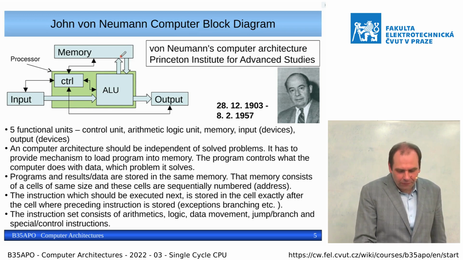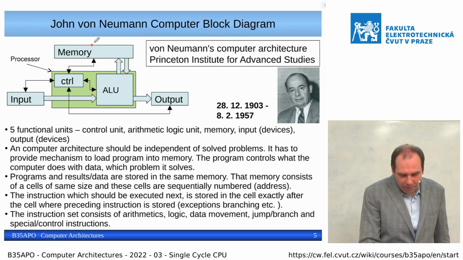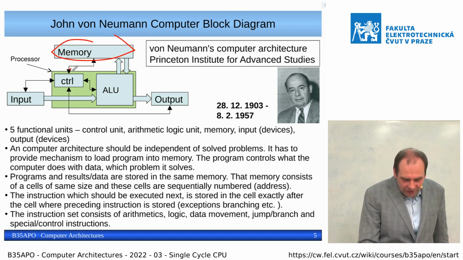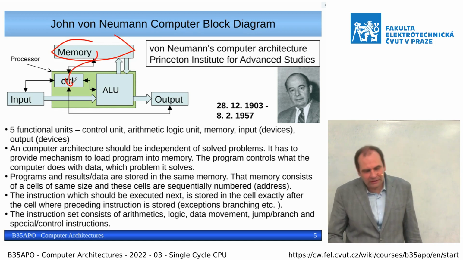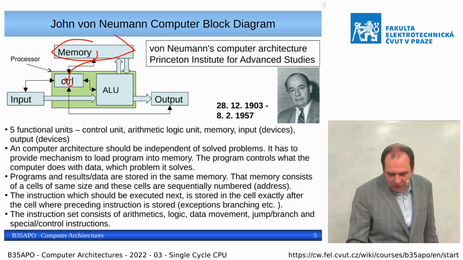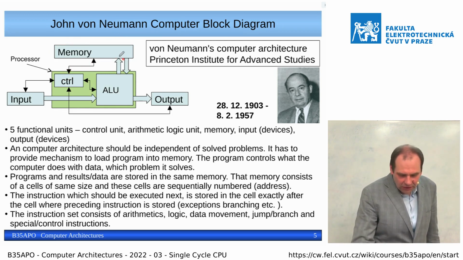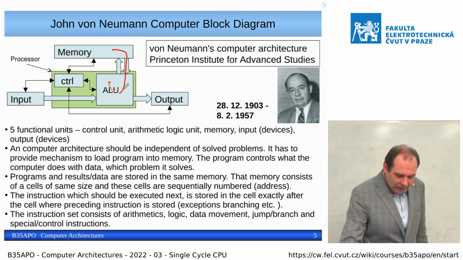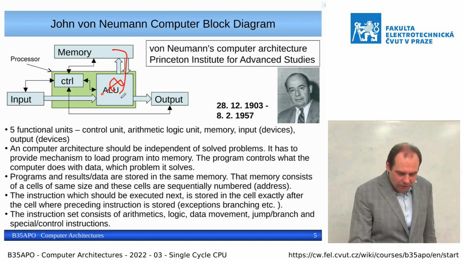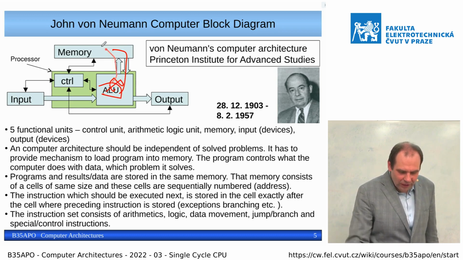So we have 5 functional units. First, memory. Then we have a control path which allows decoding the instruction, and according to the instruction read, it manipulates the data. So it takes the data from the main memory, processes the data in the data path in the arithmetic logic unit, and then stores the data back.